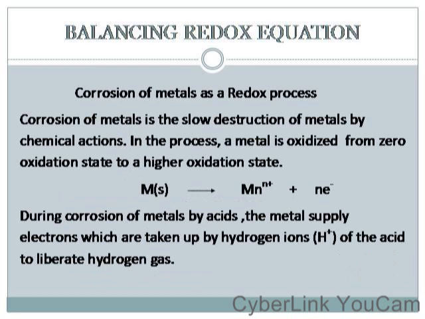So let us look at corrosion of metal as a redox process. Why do we call it redox process? See, corrosion of metal is a slow destruction of metal, whereby you destroy a metal by chemical action. When we say chemical action, that means it involves acid. That means there are some chemical reactions taking place there.